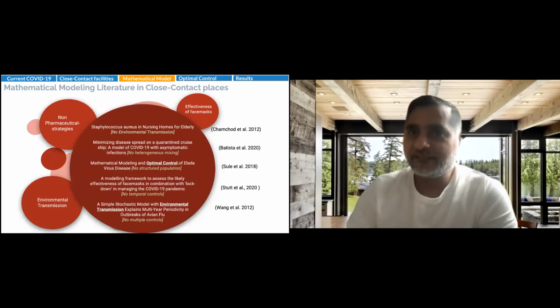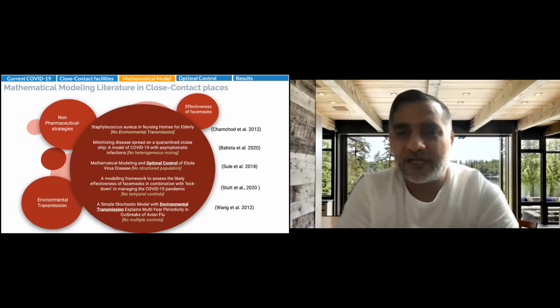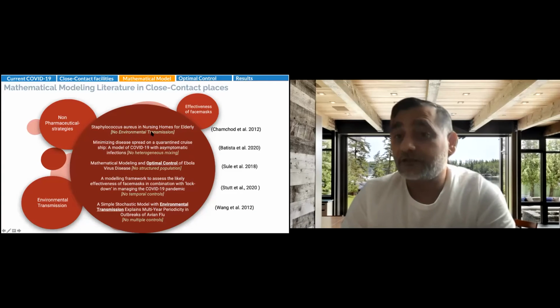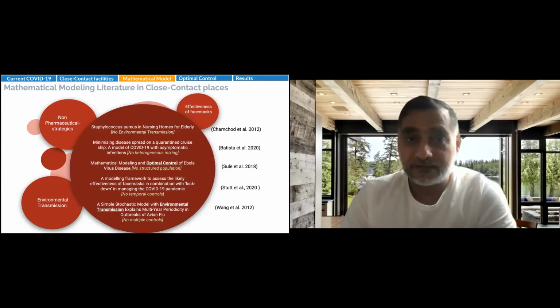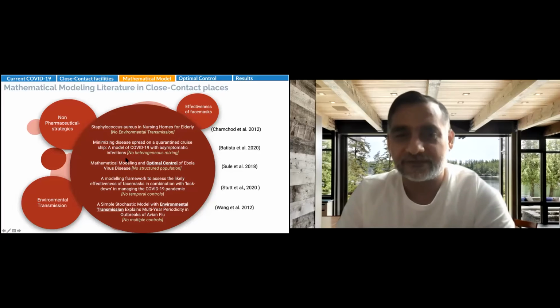Okay. We dug into the literature and tried to find out what has been done in long-term care facilities or close contact settings in general. We found many studies. The first was done in a nursing home for elderly, but it didn't take environmental transmission into account, which was very critical for COVID. Then there was another one on a cruise ship, but there wasn't any heterogeneous mixing. It was a very simple homogeneous model with some asymptomatic infections.